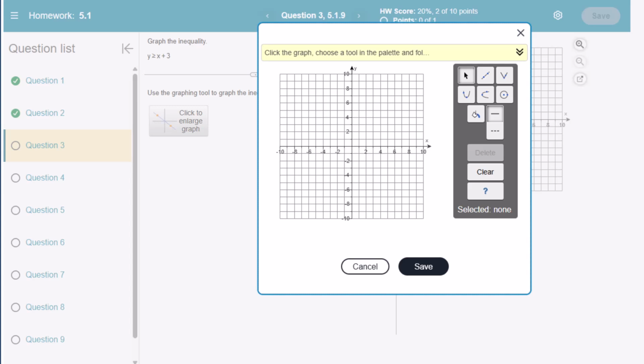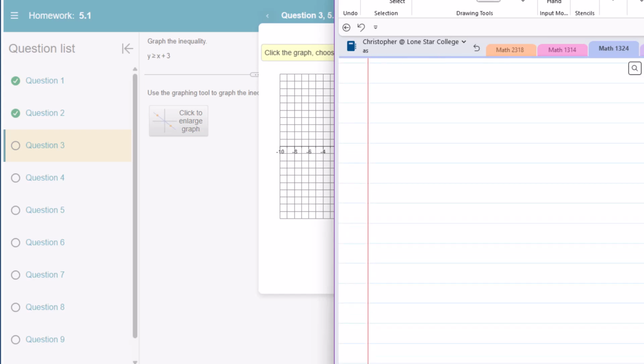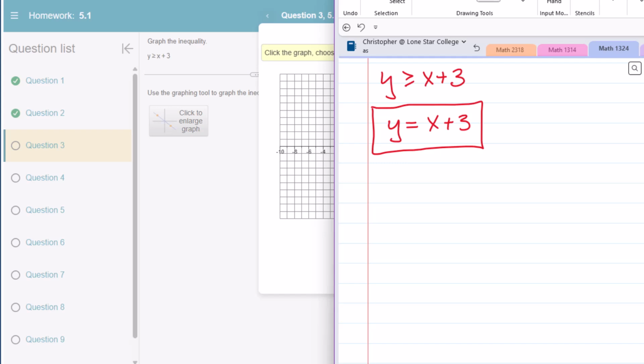Okay, so let's see. I need to know, what does this thing look like? My line looks like y greater than or equal to x plus 3. Okay, so I don't need the inequality right now. I just need to know, what does this line look like? Well, I can look at it and say that the slope is 1. The y-intercept is 3. Okay, so I could use that fact to plot the graph, or I could set x to 0. And if x is 0, I get y is 3.